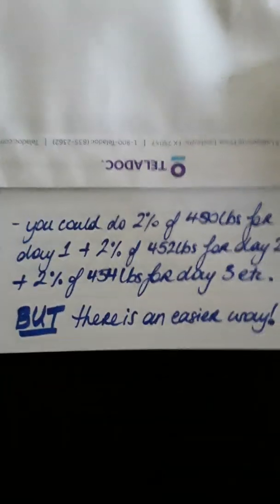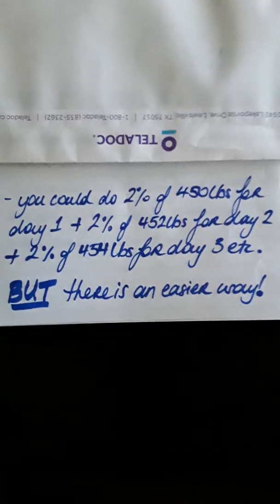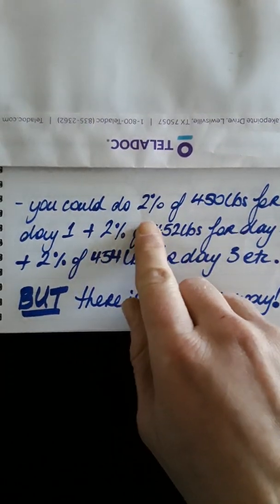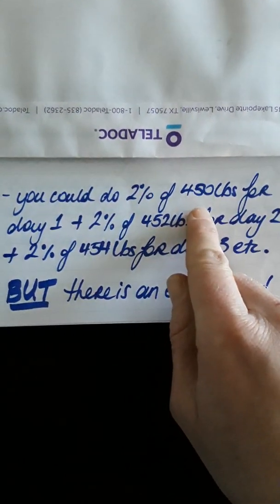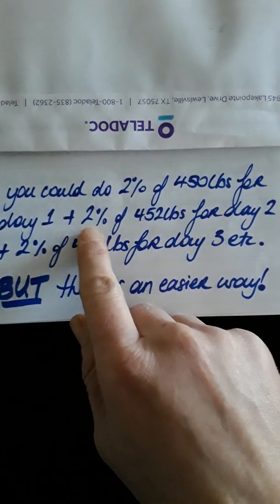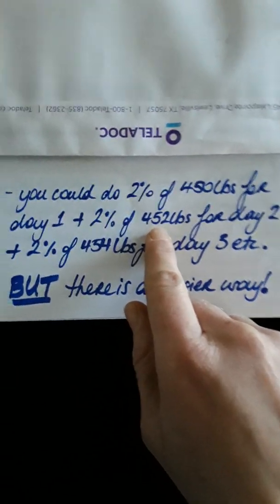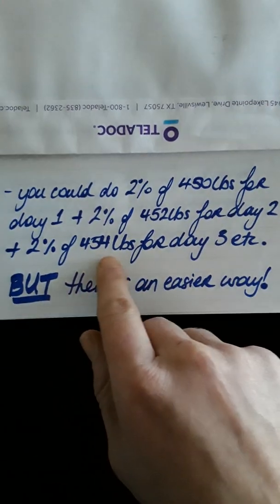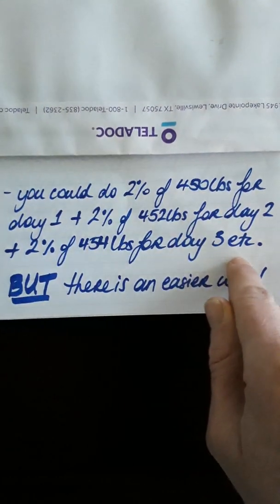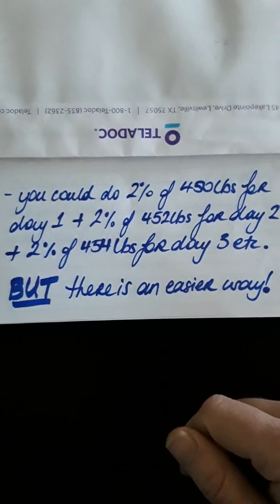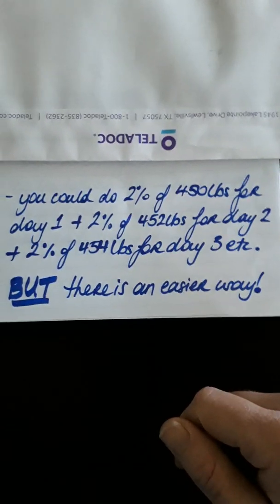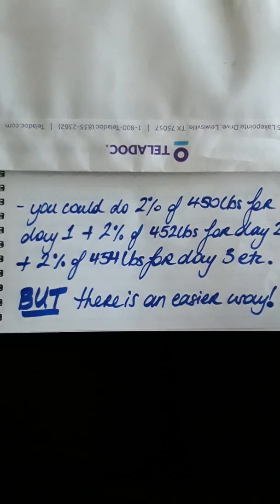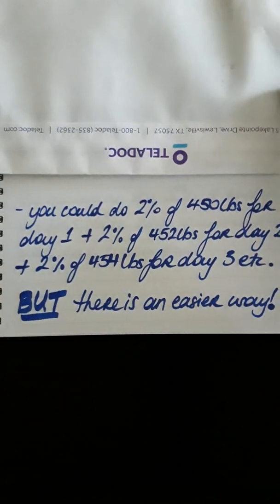So what you are essentially wanting to do is calculate 2% of 450 pounds for day 1, plus 2% of 452 pounds for day 2, plus 2% of 454 pounds for day 3, etc. But that is really long and time consuming, and thankfully there is a much easier way. But that's essentially the goal of what we're trying to do here.